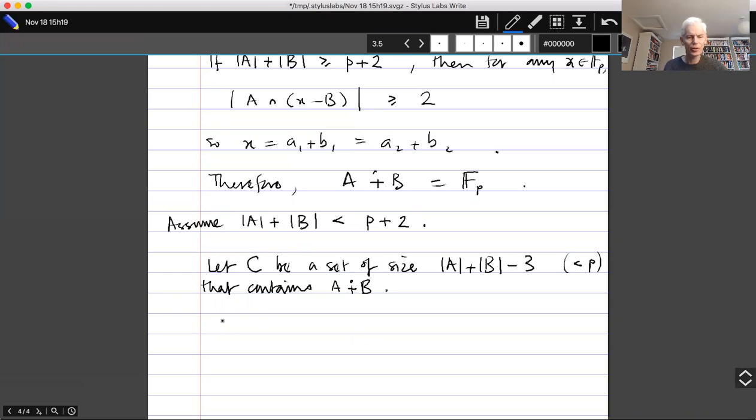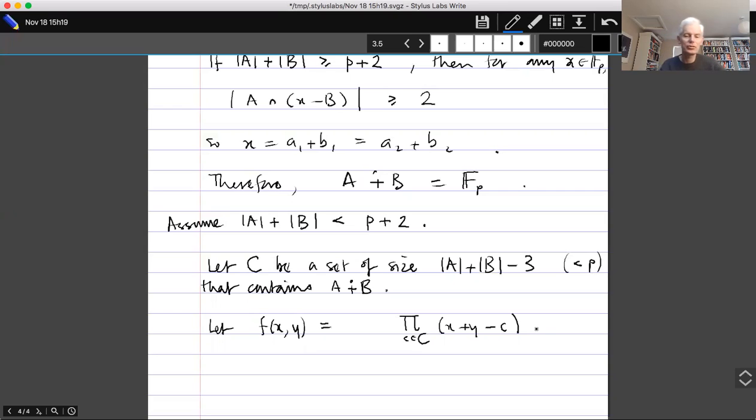So now the obvious thing to do is to write f(x,y) exactly the same as before. So, product over all c in C of (x + y − c). So does that vanish on A cross B?